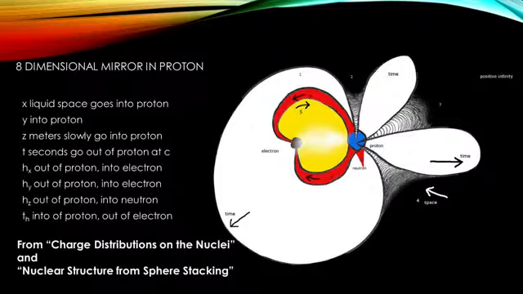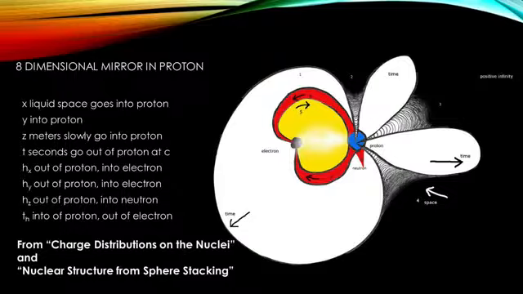So the 8-dimensional mirror is shown in this sketch here. And the black is just outer space. The blue in the center is a proton. And then on the right, you can see 3 space dimensions going into the proton, like little tornadoes. And the white is the time coming out of the proton. And this balances the space-time continuum for the conservation of continuum.